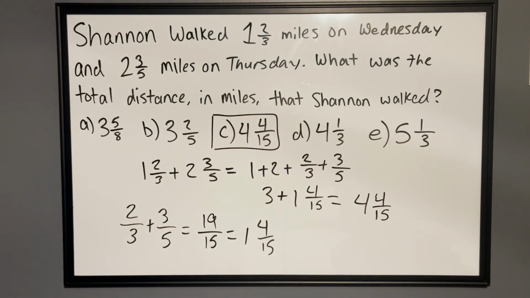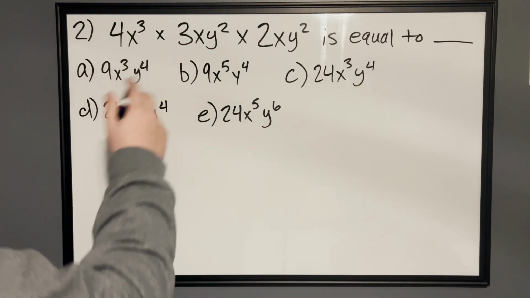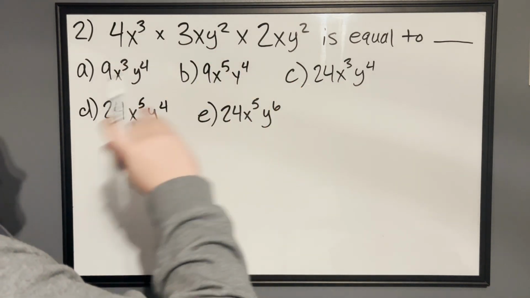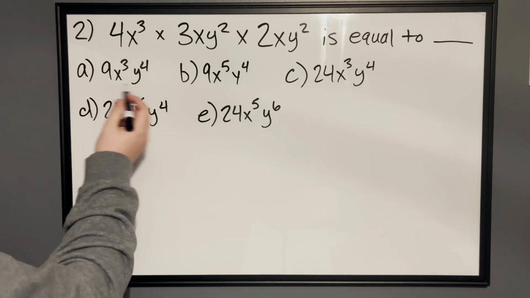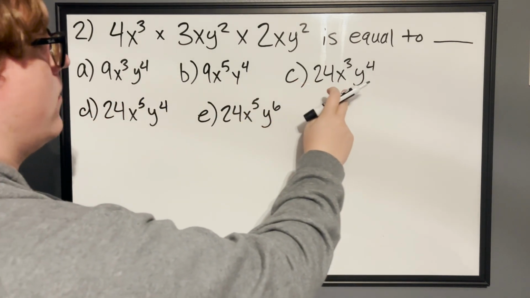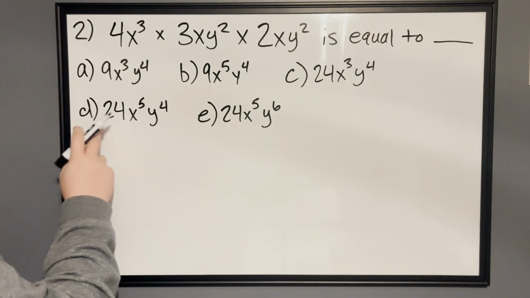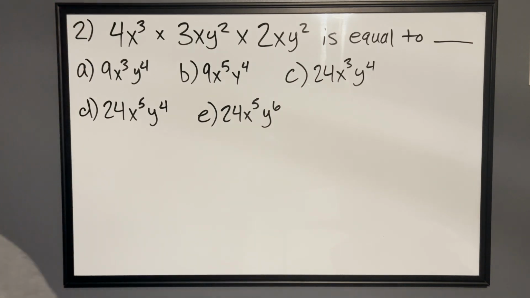So let's move on to question 2. Okay, so for here we have question 2. It says 4x cubed times 3xy squared times 2xy squared is equivalent to which one of these? So we have A, 9x cubed y to the fourth, B, 9x to the fifth y to the fourth, C, 24x cubed y to the fourth, D, 24x to the fifth y to the fourth, or E, 24x to the fifth y to the sixth.